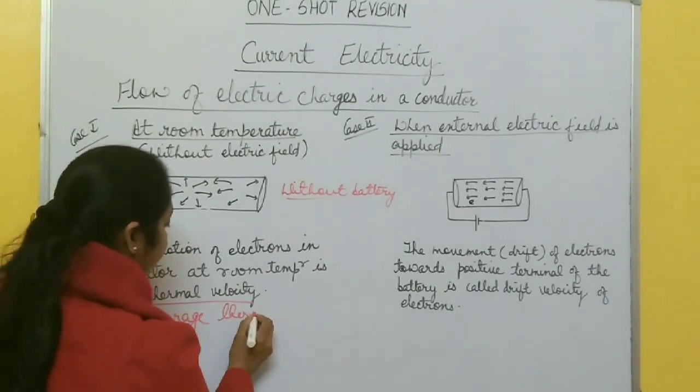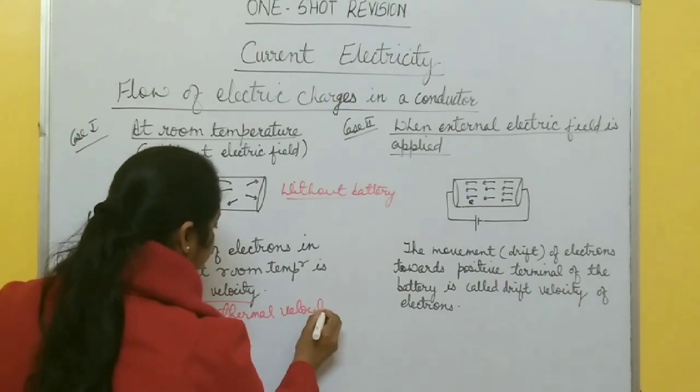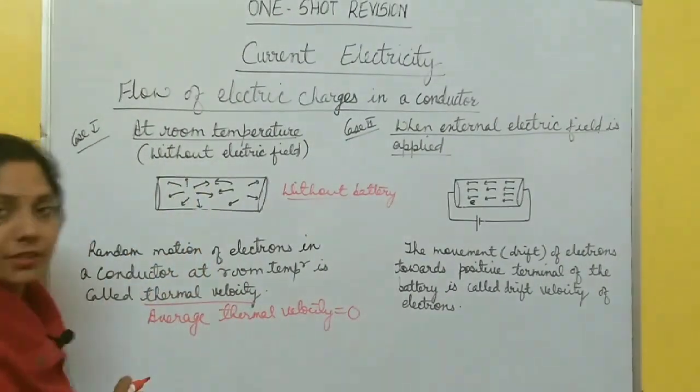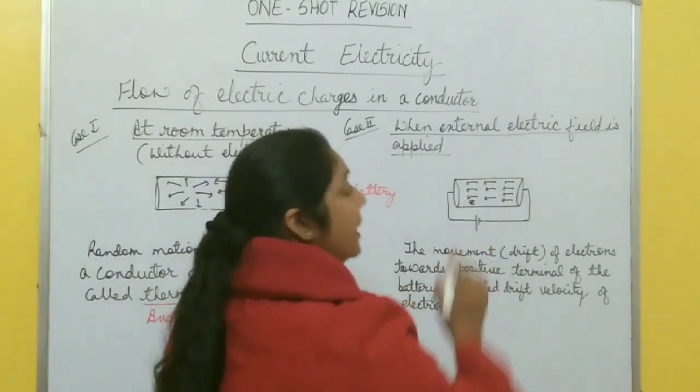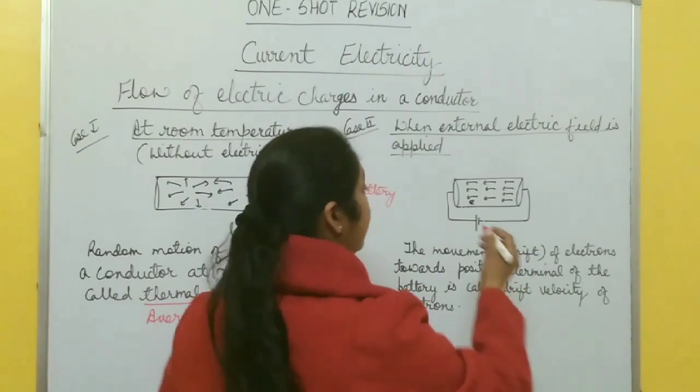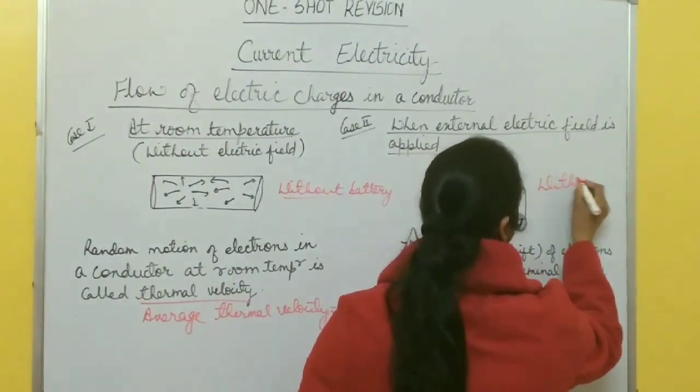Average thermal velocity is always zero. Okay. Now next, second case, when an external electric field is applied. It means when a battery or cell is connected to the circuit. With battery, you can write with battery.